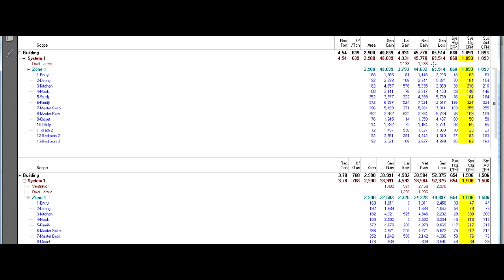And then in the winter, the 2009 house is losing 65,514 BTU. The 2012 house is losing 52,375 BTU. So the 2012 house is more efficient in the winter by about 13,000 BTU, which is over a ton. And if you've looked at my video about air infiltration, it has a lot to do with the heat loss in the winter, much more than the added insulation. So now we've compared a 2012 house to the 2009 house.